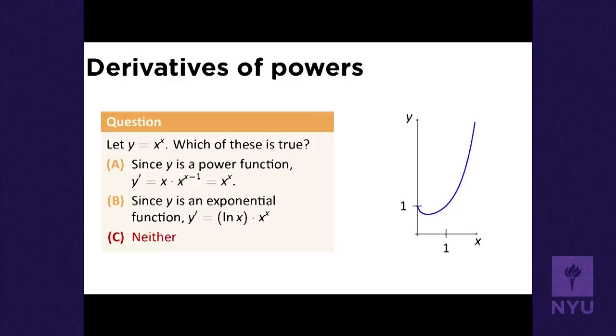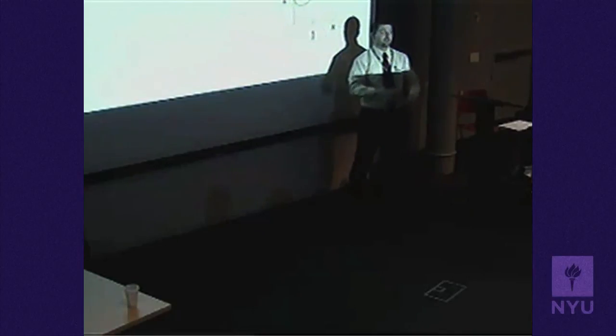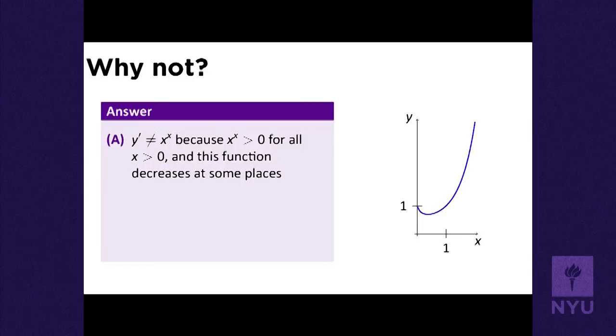Well, let's think about why answers A and B, though plausible, are not correct. Okay? Why is A not right? The answer is going to be C. So answer A was that y prime was x to the x. But x to the x is a positive function. And if you look at the graph here, you can see that it's not always increasing. Right? The function's decreasing here. So we know that its derivative is going to be negative, at least in this part. And that function, x to the x, is never negative. Okay, so x to the x cannot be the derivative of x to the x.